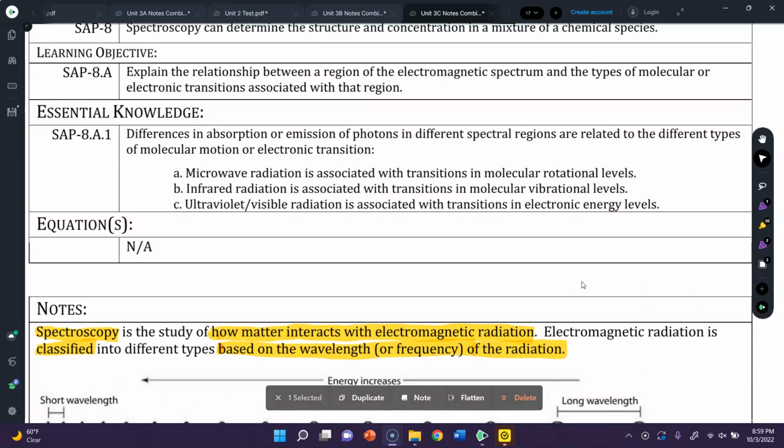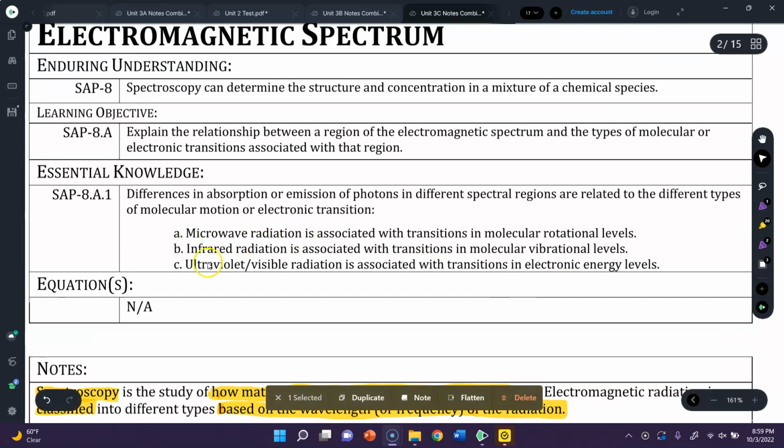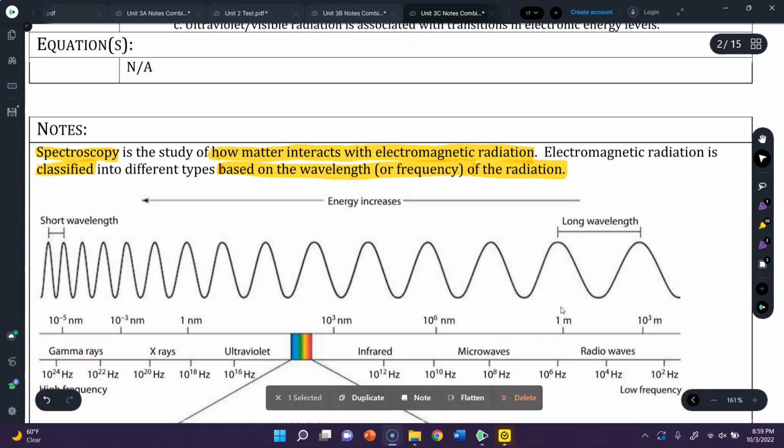So pay attention to the types, so microwave, infrared, and ultraviolet, and the types of transitions that you should expect to see. So spectroscopy is the study of how matter interacts with the electromagnetic spectrum. The electromagnetic radiation is classified into different types based on the wavelength or frequency of the radiation.